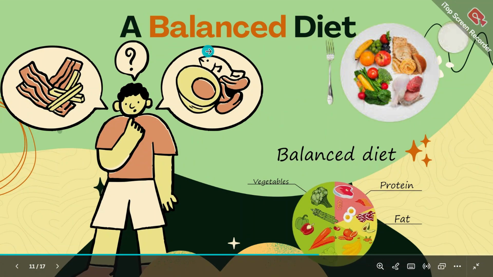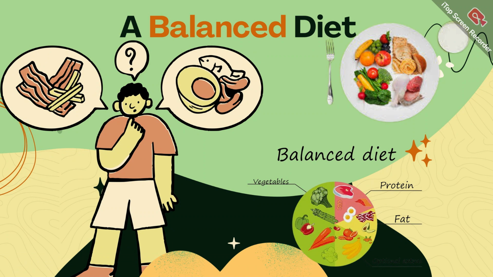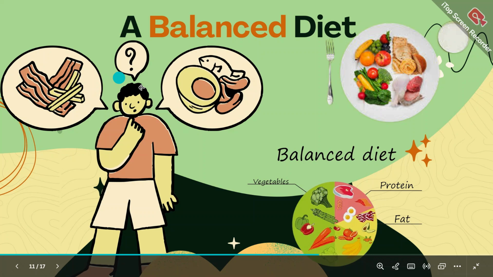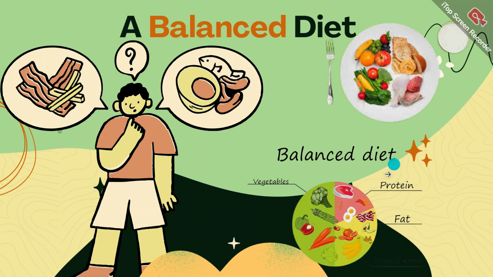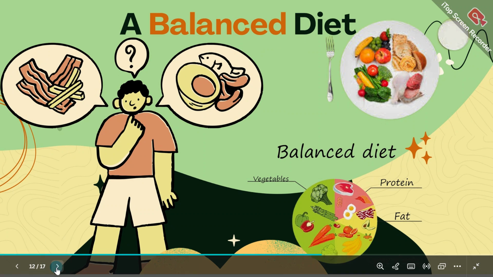Now, the next thing is a balanced diet. What do you mean by balanced diet? It's a diet which contains all kinds of proteins, fats, vitamins, minerals, and such things. That is called a balanced diet. You can see he is thinking, okay, what should I eat, whether I should eat this food or this food. And you can see the image of the balanced diet over here.